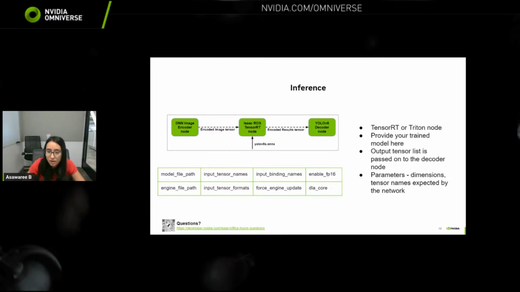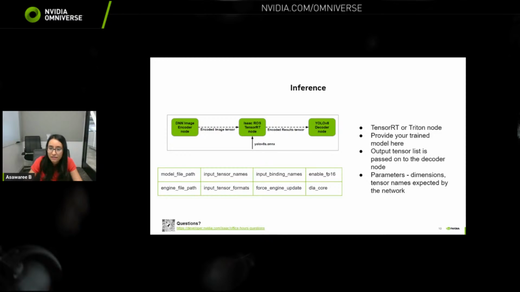Now, the force engine update parameter is something that, if you set it to true, then what it would do is every time, even if it does see an engine file present, it will generate a new engine file from the ONNX file. So that adds a little bit of time to the whole pipeline. Of course, if this is set to false, and if you already have an engine file available, then it would just use that pre-existing engine file.